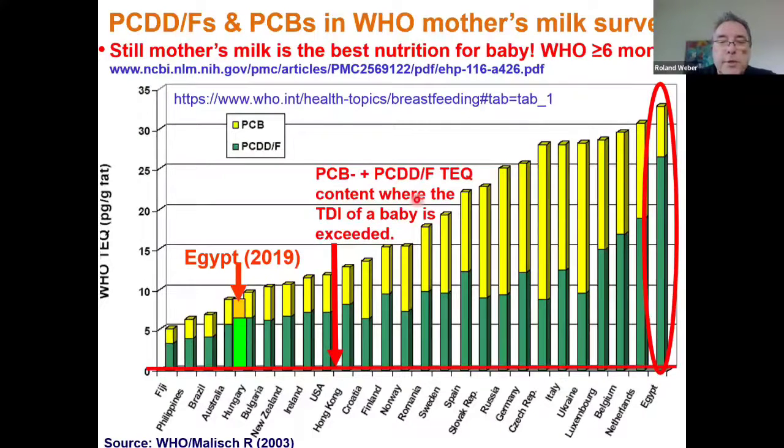But still, the human milk in Egypt today is more than an order of magnitude above the recommended tolerable daily intake for humans. But still, when you do a risk evaluation, mother's milk is still the best nutrition because there are so many advantages of mother's milk. So therefore, the recommendation, despite some dioxins and some PCBs in human milk, is from WHO that babies should be breastfed, best for 6 months and more.